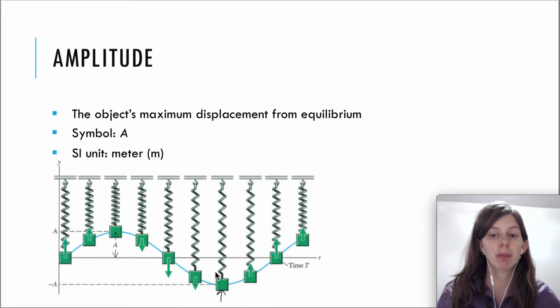So for the displacement from equilibrium, you draw a line going through the center of this motion, and you can see that the maximum displacement is at the peak here, or over here, that's the peak. So that is what we call the amplitude A. So just draw a line through the center of the motion and find the distance to the crest or the trough of that motion. The symbol for the amplitude is A, and it is going to be measured in meters because we're talking about a displacement from equilibrium.